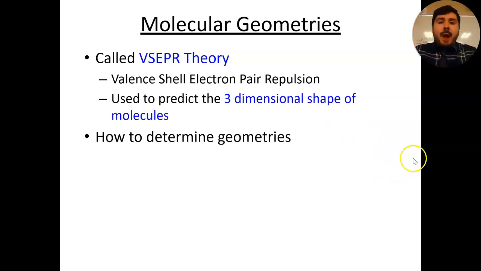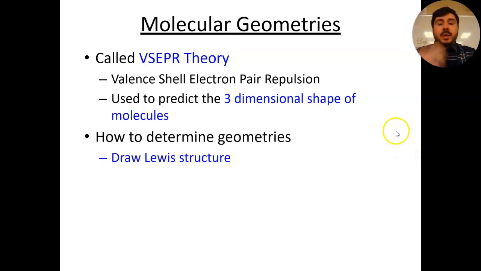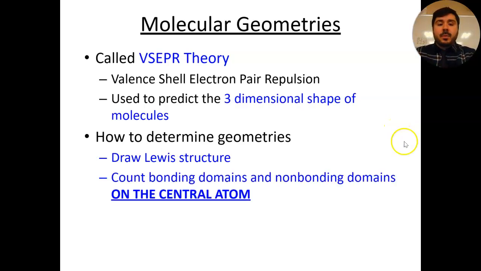Well, how do we do that? How do we go about defining some of the characteristics of our geometries, the 3D makeup of our molecules? It's pretty easy. First and foremost, draw the Lewis structure, right? So it's no wonder we've spent so much time talking about Lewis structures and how to draw them and build them. The second thing is to count the bonding domains and non-bonding domains on the central atom, okay?